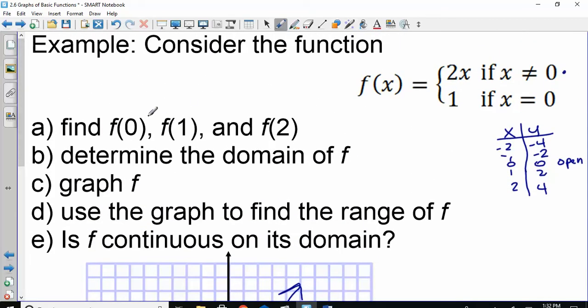So when I say f of 0, if you plug in 0, what do you get out? 1. F of 1. So 1 does not equal 0, so you put it in the first piece. So 2 times 1 is 2. F of 2, so you put it in the first one. 2 times 2.